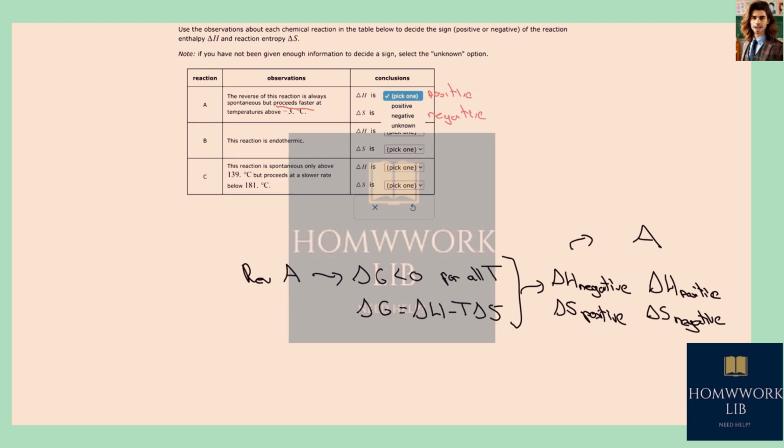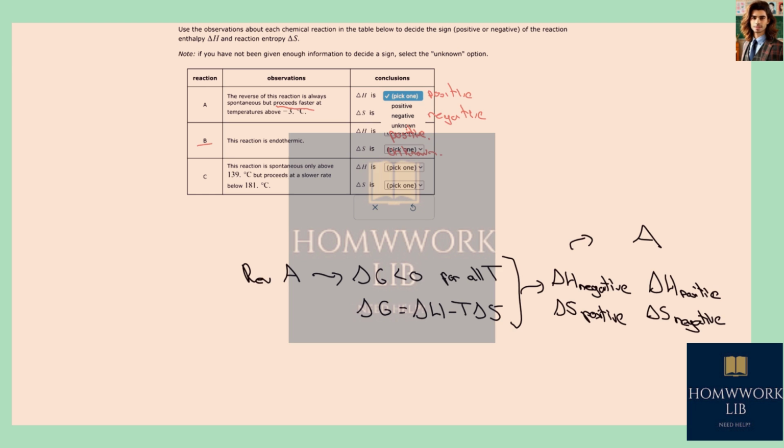Next up, for reaction B, the reaction is going to be endothermic. For an endothermic reaction, that means that delta H is going to be positive and delta S is going to be unknown, because if a reaction is endothermic or exothermic, that doesn't give us any information regarding the delta S.